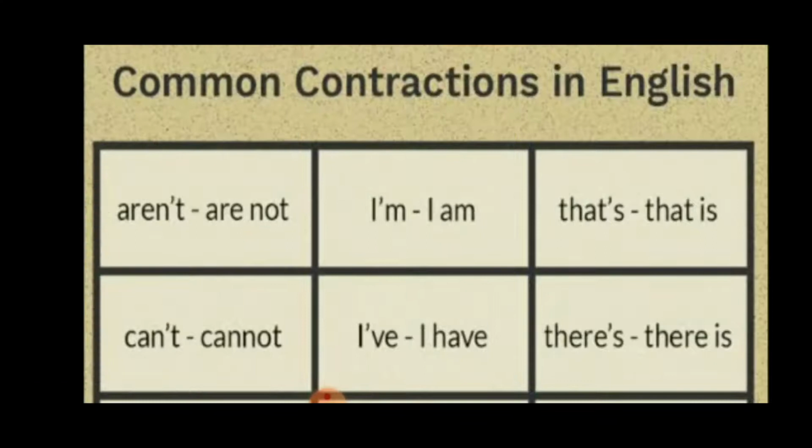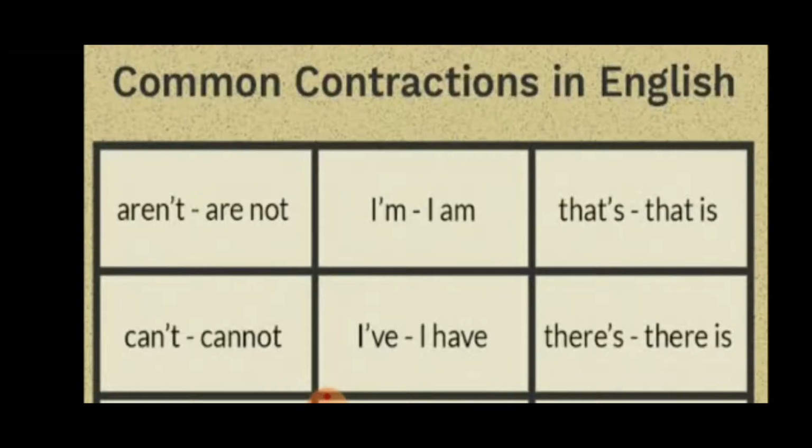See the example. Here are common contractions in English. If we make the short form of are not, it will be aren't. If we make the short form of cannot, it will be can't. If we make the short form of I am, it will be I'm. If we make the short form of I have, it will be I've.